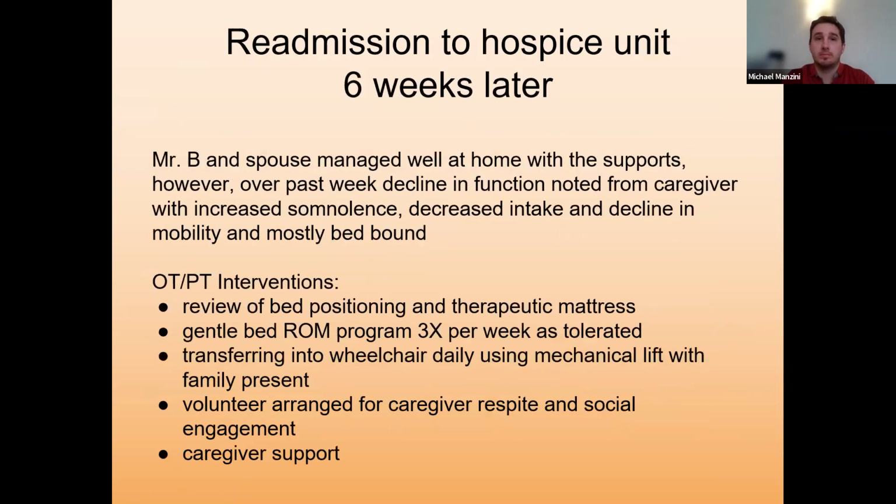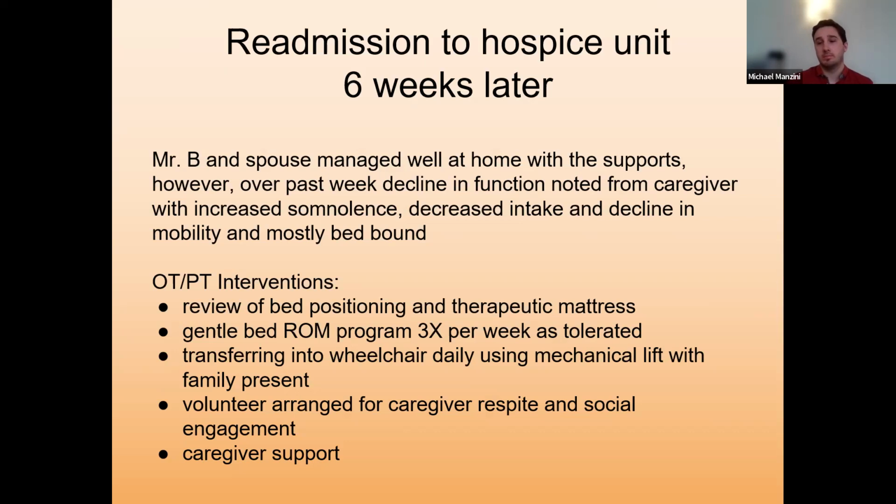So in this case, he did come back into the hospital after he was able to stay home for about 6 weeks. They managed quite well at home with supports. However, in the last week or so, the caregiver had noted some decline in function, increased somnolence, so just like sleepier, had less intake, and a decline in mobility, and became mostly bedbound. And this is a very common pattern that we see with our clients, these kinds of declines.